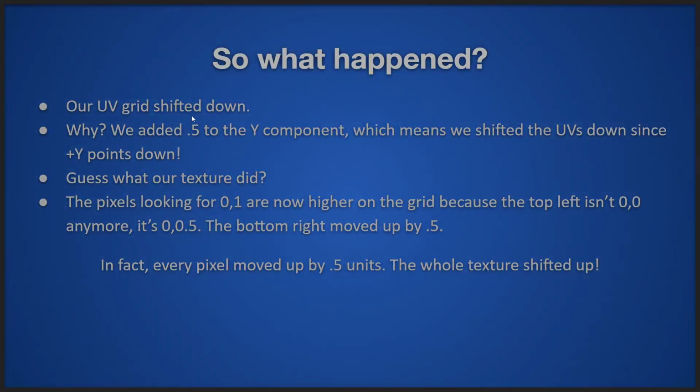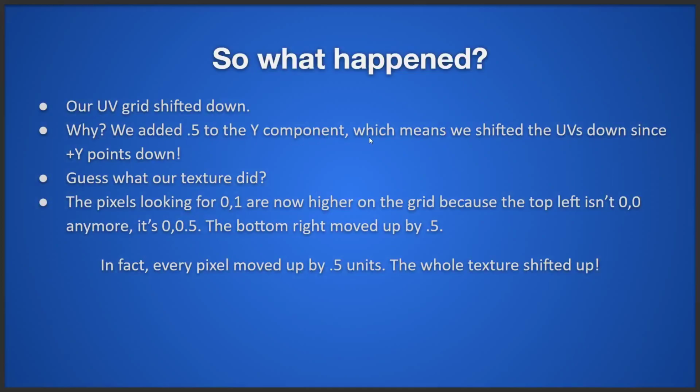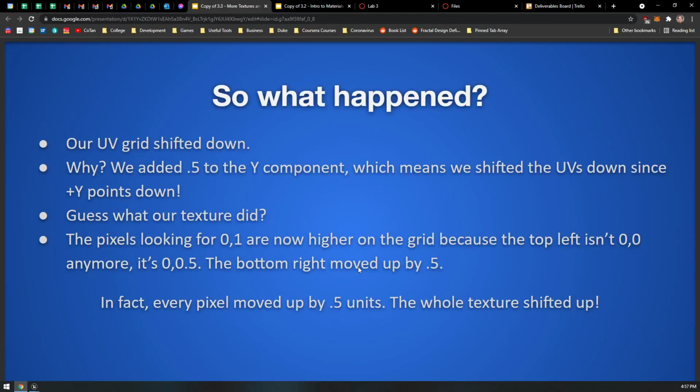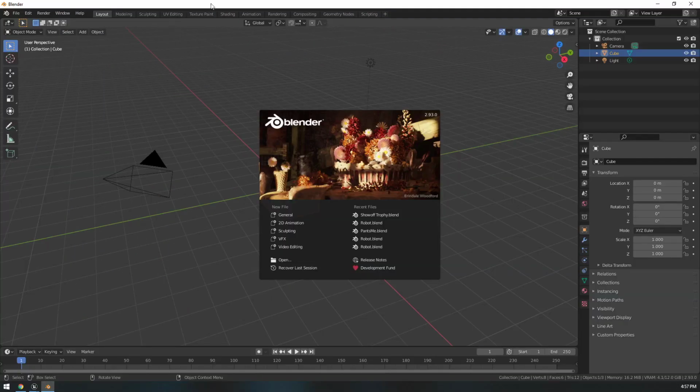So what happened? Our UV grid shifted down, because the y-axis is up and down. We added 0.5 to the y component, which means we shifted the UVs down since positive y points go down. Guess what our texture did? The pixels looking for 0, 1 are now higher on the grid because the top left isn't 0, 0 anymore. It's 0, 0.5. The bottom right moved up by 0.5. Every pixel moved up by 0.5 units, 0.5 being 0.5 UV grids. It's almost the equivalent of moving that UV grid of a model down.